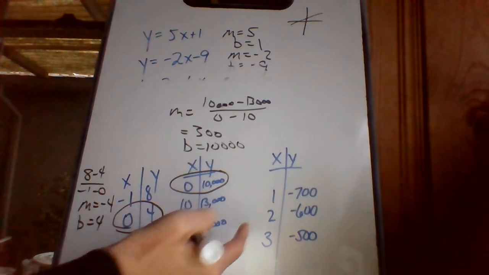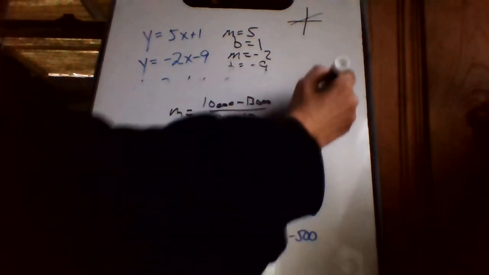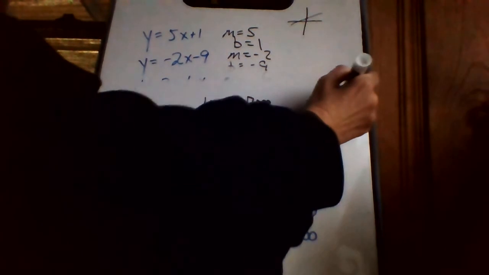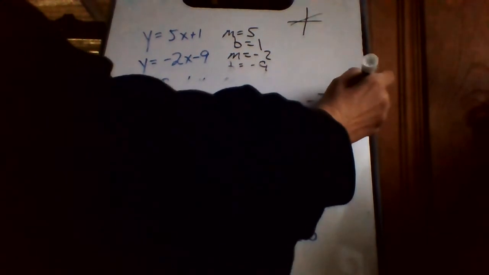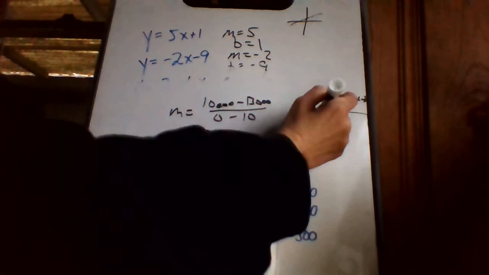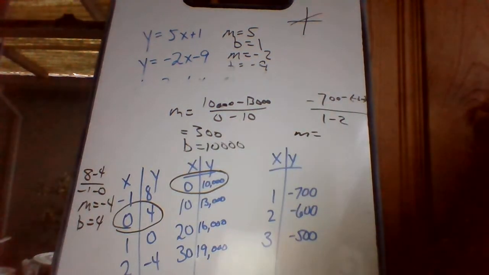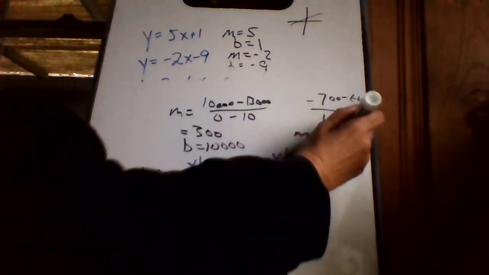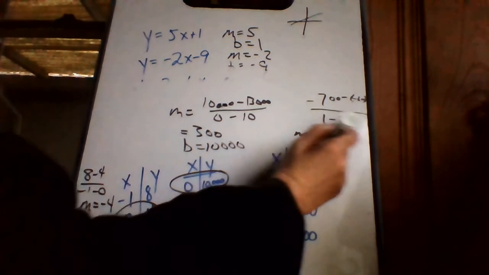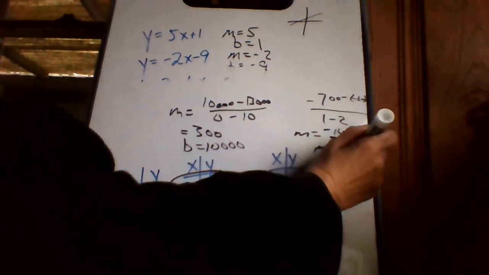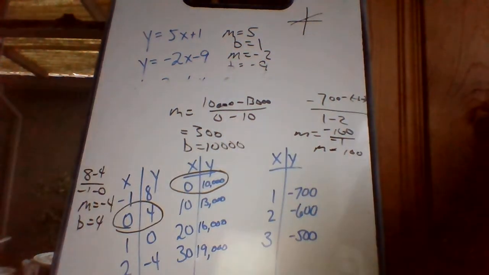Now this third one, y's over x's: -600 minus -700 over 1 minus 2. Minus a negative is plus a positive. So -700 plus 600 is -100, divided by -1. M equals 100. Great, now I need that B.